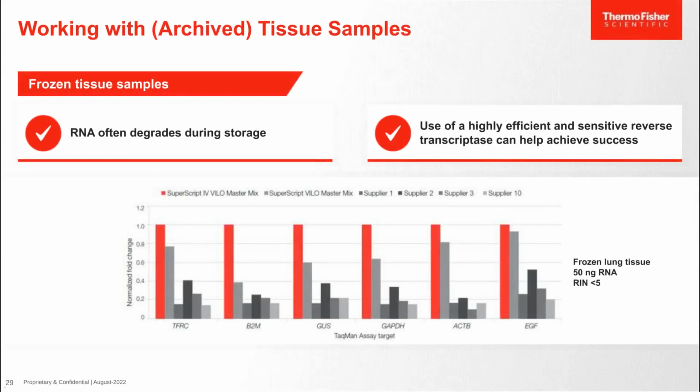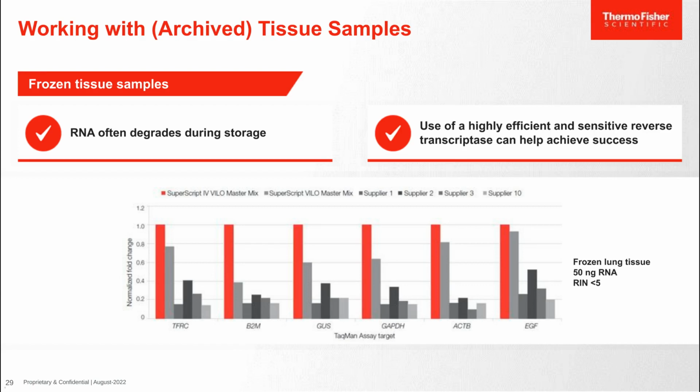There are some instances where complete protection from RNA degradation is just unavoidable. In these cases, it's always recommended to use a highly processive and sensitive RT enzyme to achieve accurate and reliable results. As an example, here we have shown RT-qPCR results using degraded RNA from frozen lung tissue samples. The RIN for all of these samples was less than 5, so fairly degraded RNA.